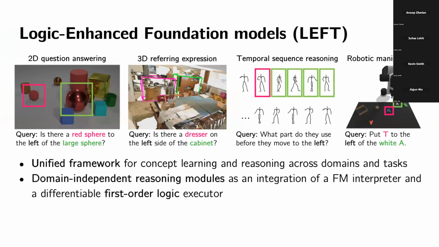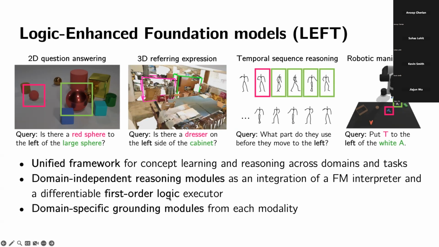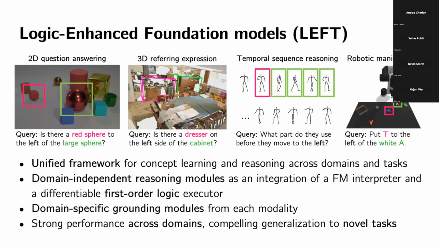That's important. So let's make it actually just like earlier in NSCL, where we said it exists and all these things, we made them differentiable so that you can do backpropagation for learning better concepts. Here, the first order logic executor is also made differentiable, so it allows you to actually learn specific domain-specific groundings of the predicates. The predicates can be different in different domains. That's fine, because you can learn in the different domains with the help of this differentiable logical executor. At the same time, you learn these domain-specific grounding modules from each modality. And our hope, and what we can achieve, is a strong performance across these different domains.